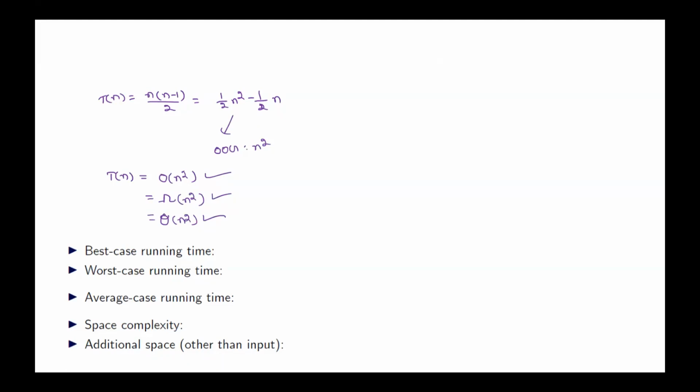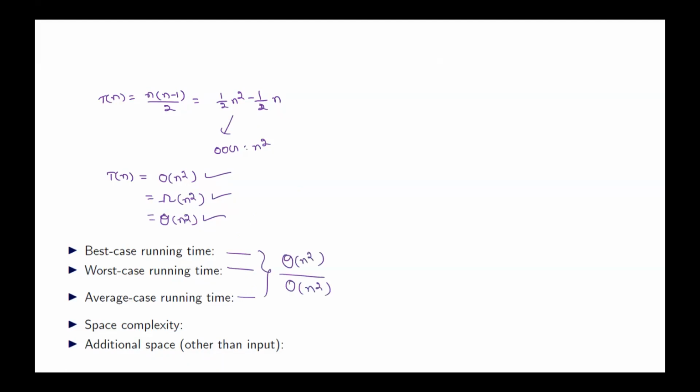Now you tell me, are there any best case, worst case, average case in this case? No. So now in all cases, what is the running time? Same. Theta of n square, or you can also write big O of n square.